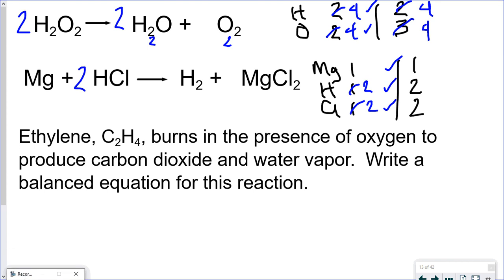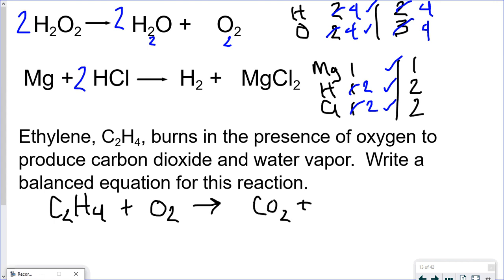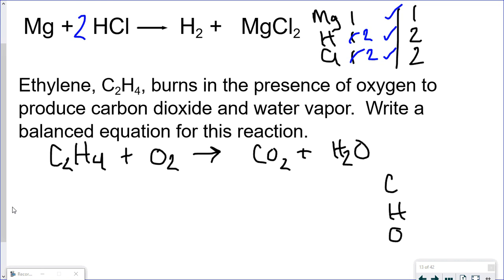We have ethylene, which is C2H4. Anytime you have something weird like that, you'll be given the formula. It burns with oxygen, so remember oxygen is O2 because it's diatomic, to produce carbon dioxide and water. So if we list what we have on both sides, let me scroll down a little bit. We have carbon, hydrogen, and oxygen.